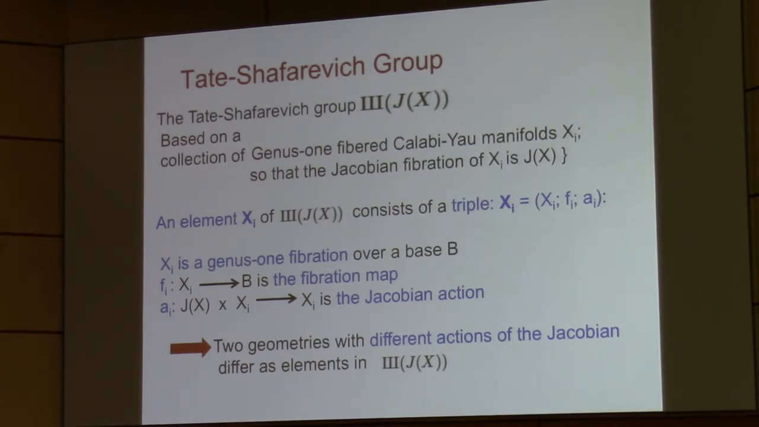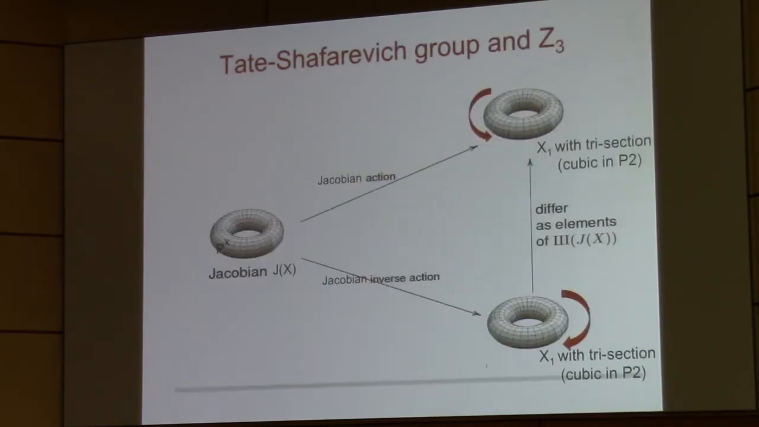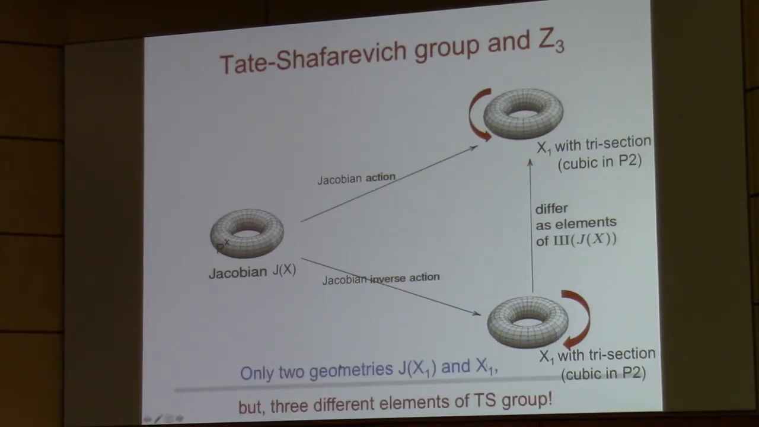Okay? That's something that we were hung up on for a long time, including other physicists, that actually you can have just one geometry but different actions of the Jacobian on this geometry, which produces for you more elements of the Tate-Shafarevich group. So for Z3, this specifically means that we have really only one geometry with a trisection, but now the Jacobian action can act in one direction or in the inverse direction on this particular 3-section geometry. So while we have only the Jacobian and a single trisection geometry, we actually have in the Tate-Shafarevich group 3 different elements. Okay, because the Jacobian action and its inverse produces for us different elements of the Tate-Shafarevich group.